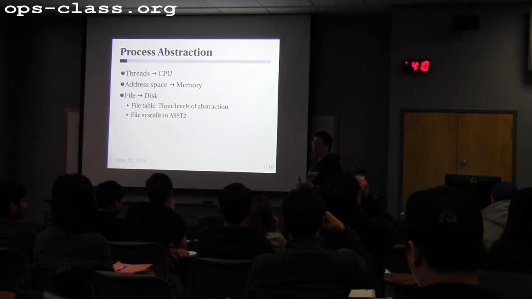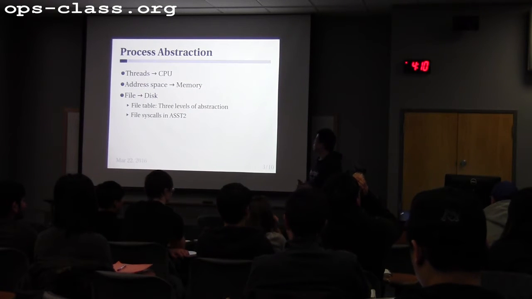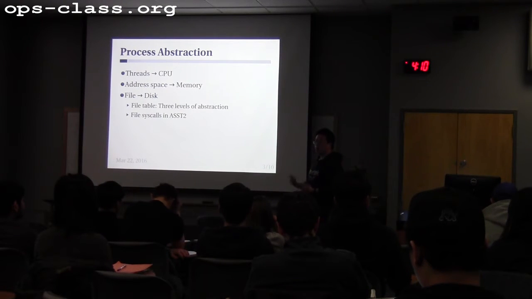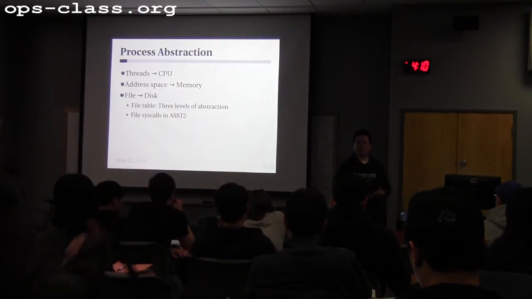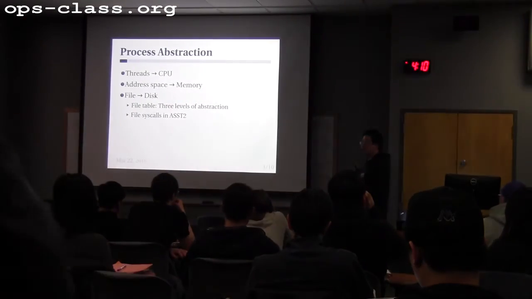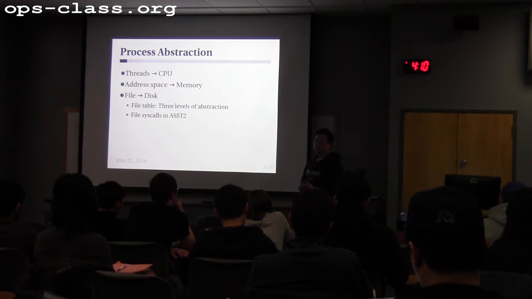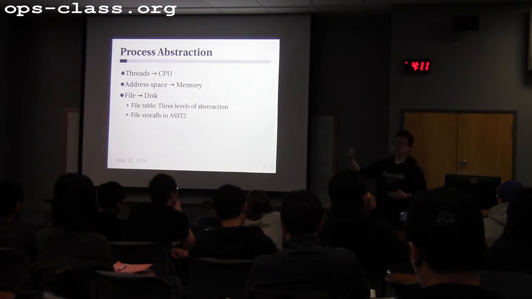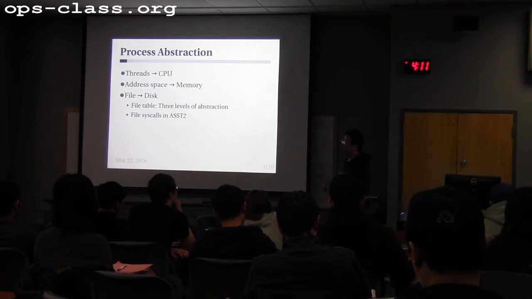So the first important concept in the file abstraction is the file table, which you play with a lot in assignment 2, right? So we have to understand the three levels of abstractions that file tables provide. What are the three levels of abstractions? So first we have, at the very most abstract level, we have the what? File descriptor, which is nothing but an integer, right? 1, 2, 3, 4, 5, 6.